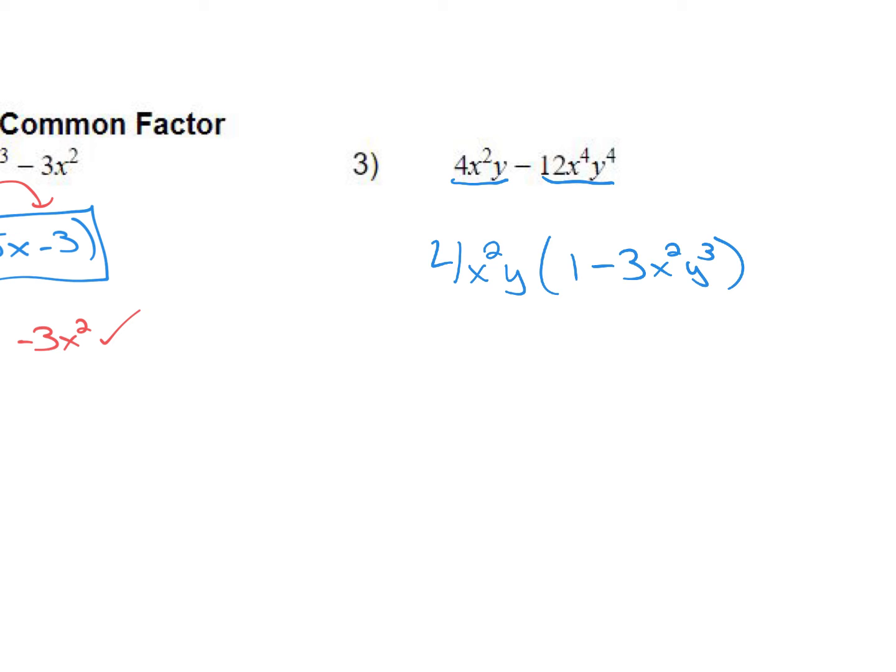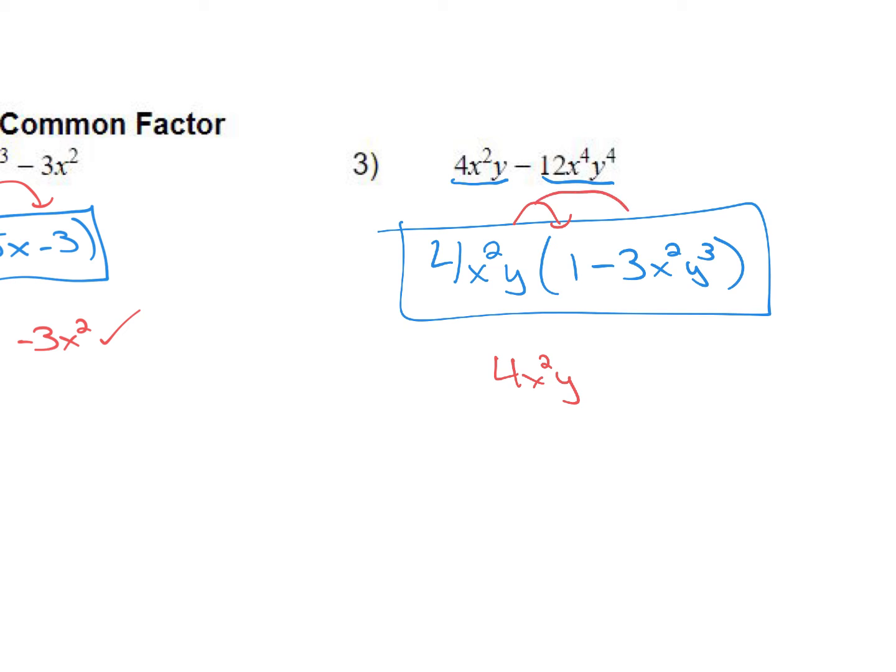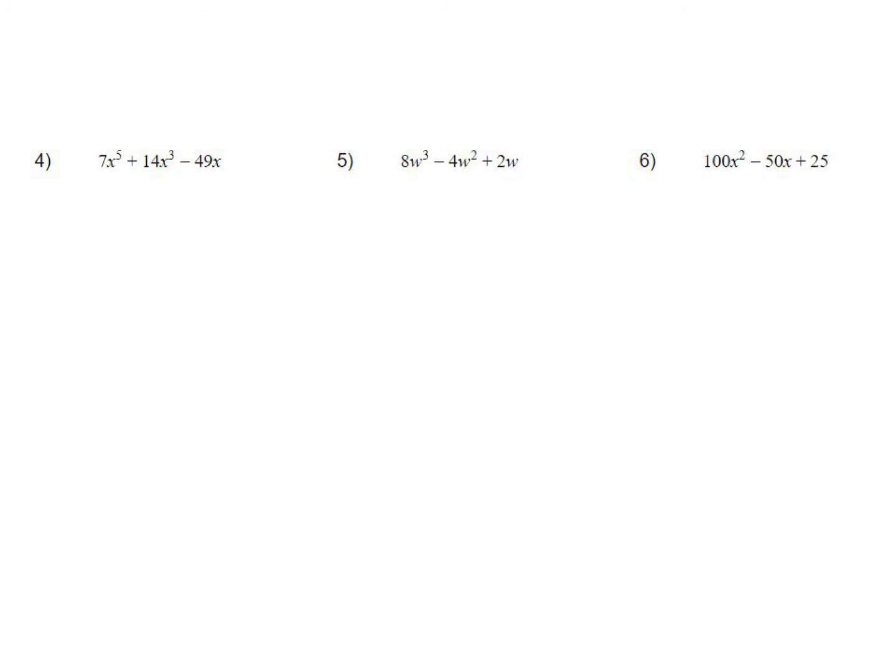And just remember, this should be our answer here, but we should be able to distribute back in. 1 times anything is itself. And then when we distribute here, 4 times negative 3, that's negative 12. X squared times x squared, add your exponents. And y times y cubed, y to the 4th. And there we are, back to our original. Okay, take a look at a couple more.